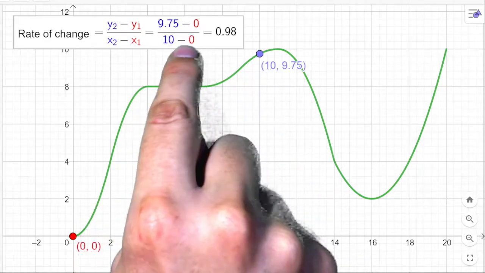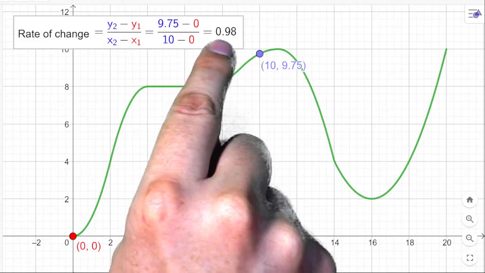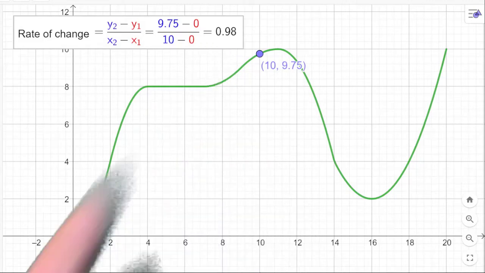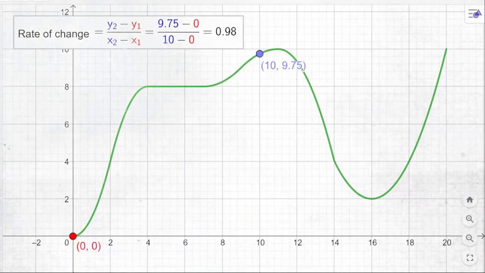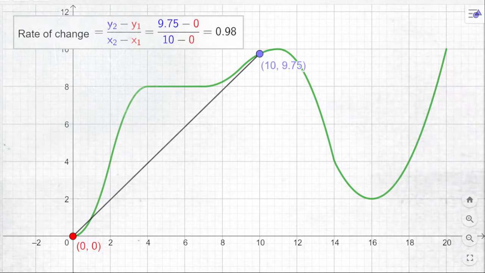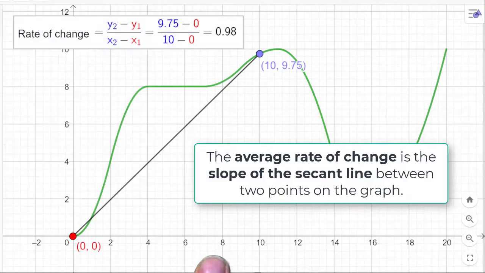And that's what we've written down here. And when you compute that, you get a number. That number is the average rate of change. Now this has a geometric interpretation. This represents the slope of this line segment, the line segment joining those 2 points. This is called the secant line, the line segment joining 2 points on a graph, the secant line.